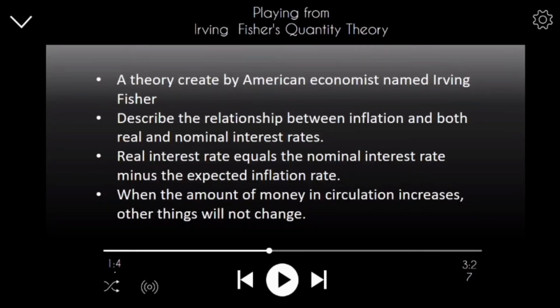Basically, Irving Fisher's quantity theory is a theory created by an American economist named Irving Fisher. It describes the relationship between inflation and both real and nominal interest rates. Real interest rate equals the nominal interest rate minus the expected inflation rate, when the amount of money in circulation increases and other things do not change.